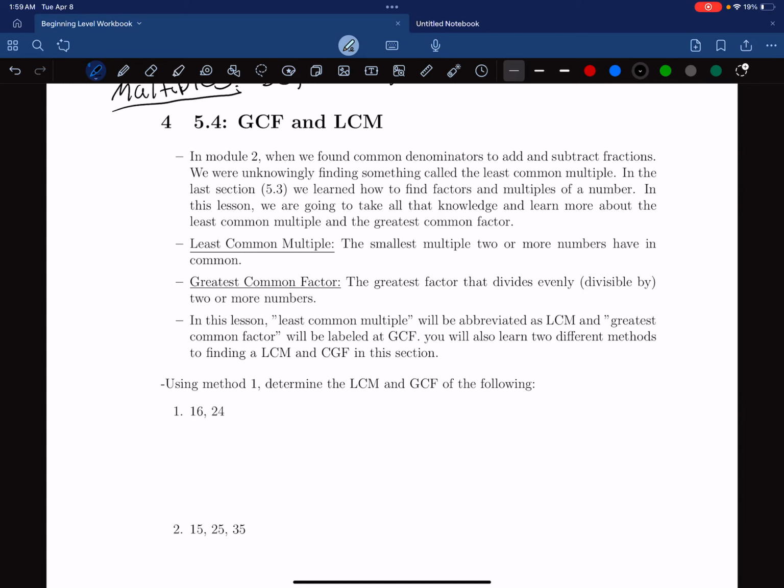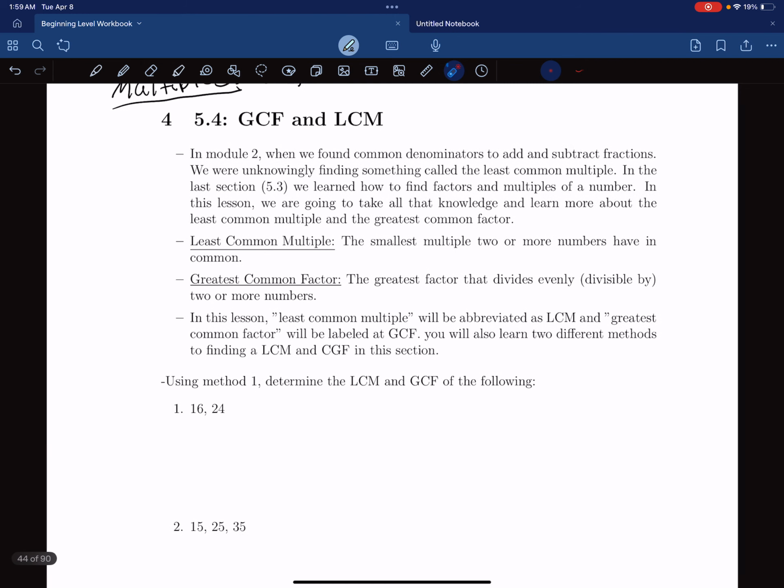In this video, we are going to be going over section 5.4, which is all about the greatest common factor and the least common multiple. But before we get into the nitty-gritty of the greatest common factor and least common multiple, let's talk about it and get a little bit of an introduction.